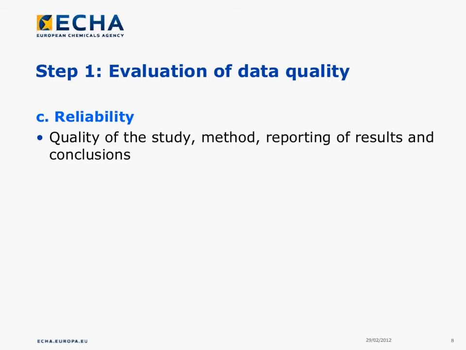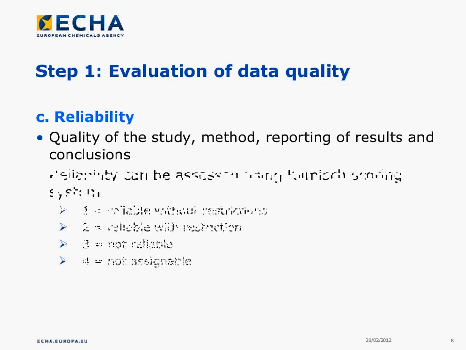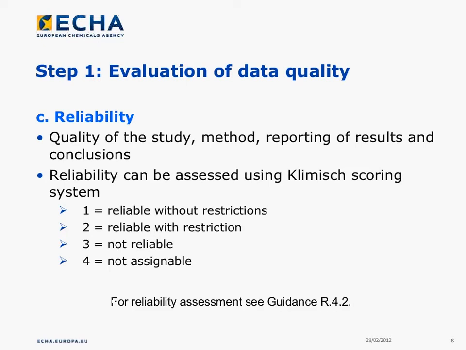The third aspect of the evaluation regards the reliability of the available data. With this term, we refer to the quality of the study, the test methods, and how the results and the conclusions are reported. In order to assess the reliability, you can refer to the CLIMISH scoring system, which is also the system that is embedded in IUCLID for the reporting of study records.